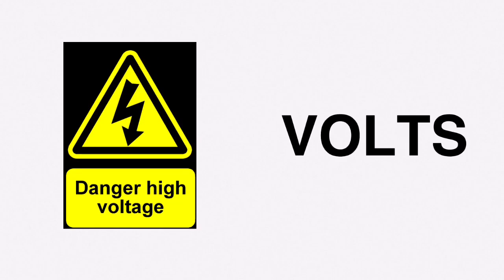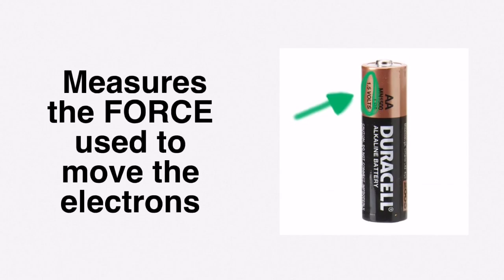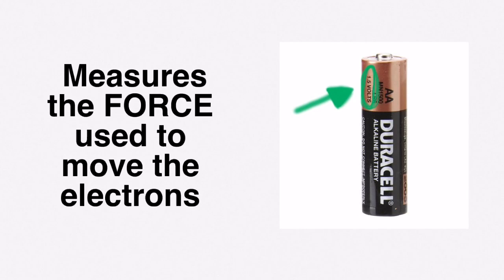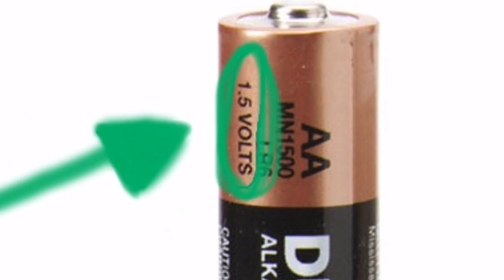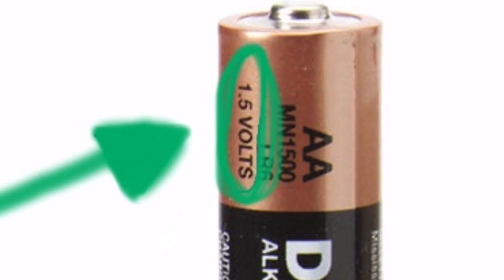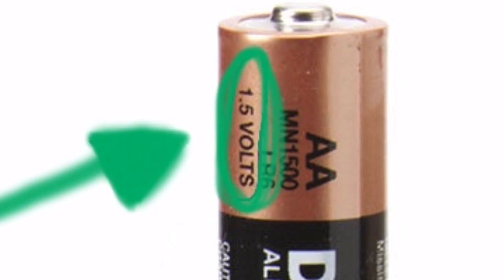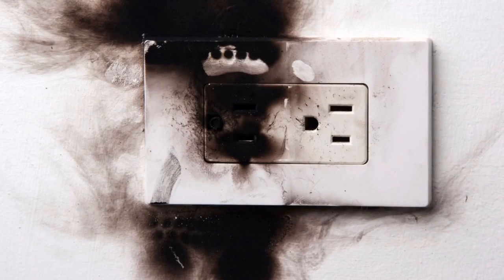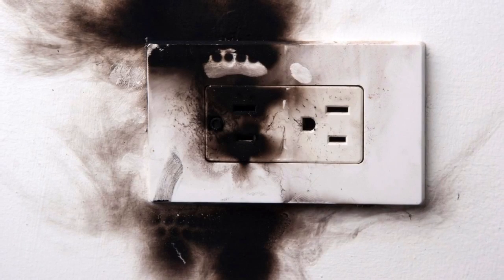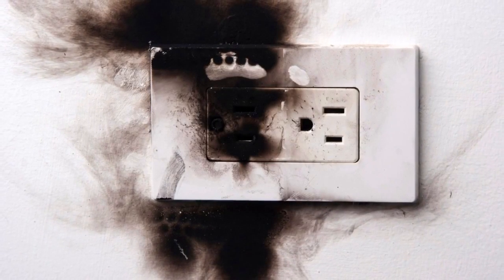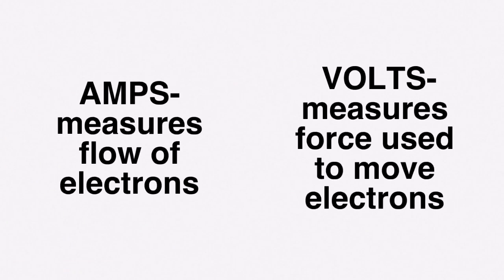Volts is another measurement that we're going to talk about in this video. Volts is a measurement for the force used to move electrons. AA batteries like this one are 1.5 volts, and that's a relatively low voltage, so that is why they are safe to touch. But the plugs in our home are very high voltage, and they are not safe to touch. So let's review. Amps measures the flow of electrons, and volts measures the force used to move the electrons.